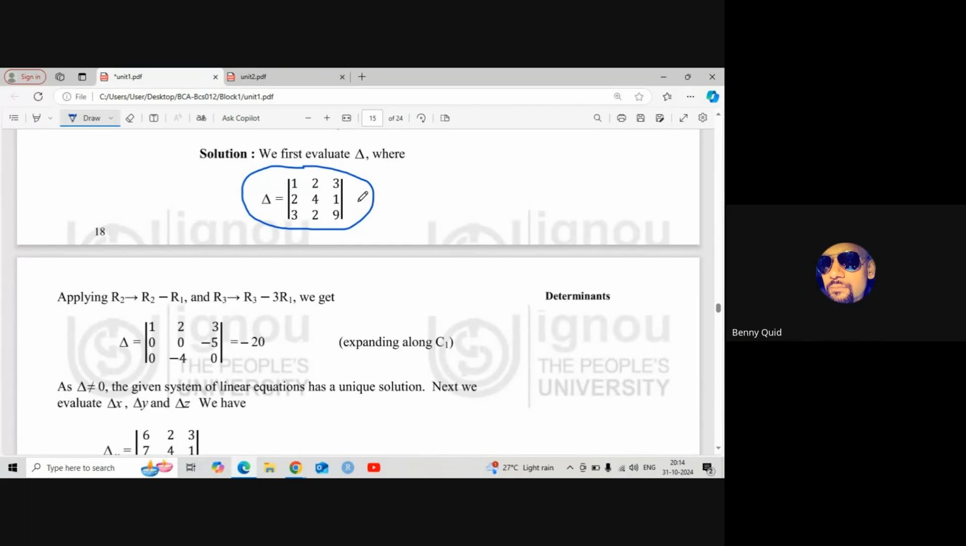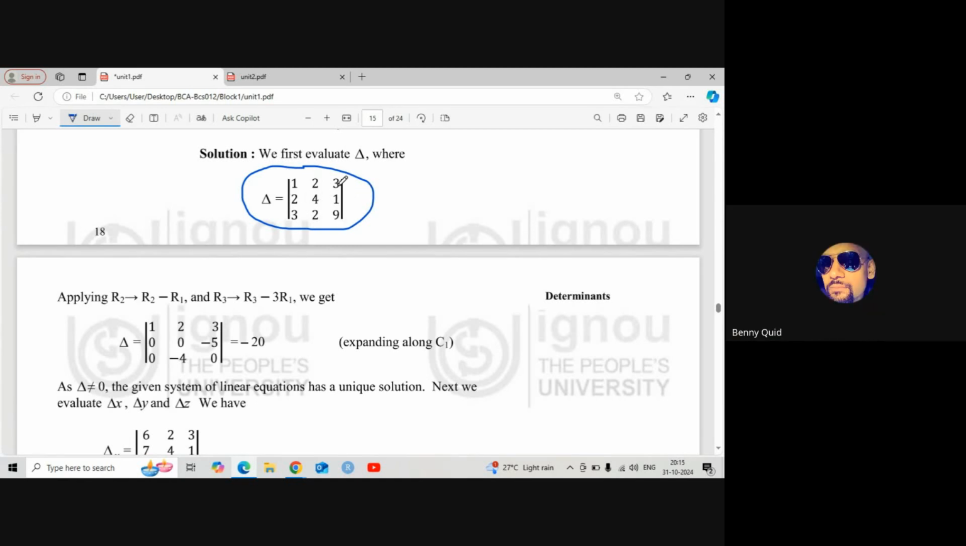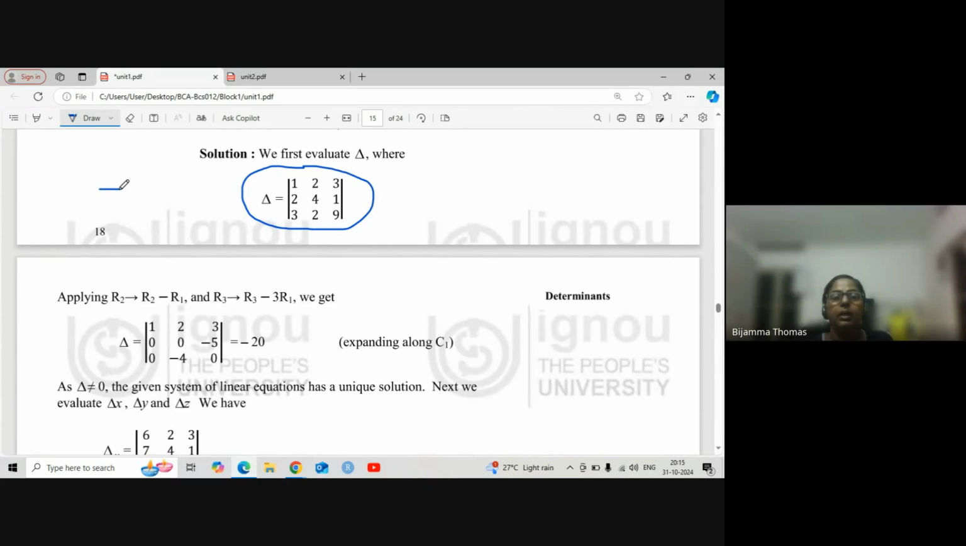For 1 it will be 4, 2 and 1, 9. For 2, removing the first row and the column, it will be 2, 1, 3, 9. And this will be alternately plus or minus, that is minus 1 raised to i plus j. This is 1, 1, plus; this is negative, and this is positive. That is plus 3 into, removing this row and this column, the remaining will be 2, 4, 3, 2. Okay, is it clear? Yes, ma'am.